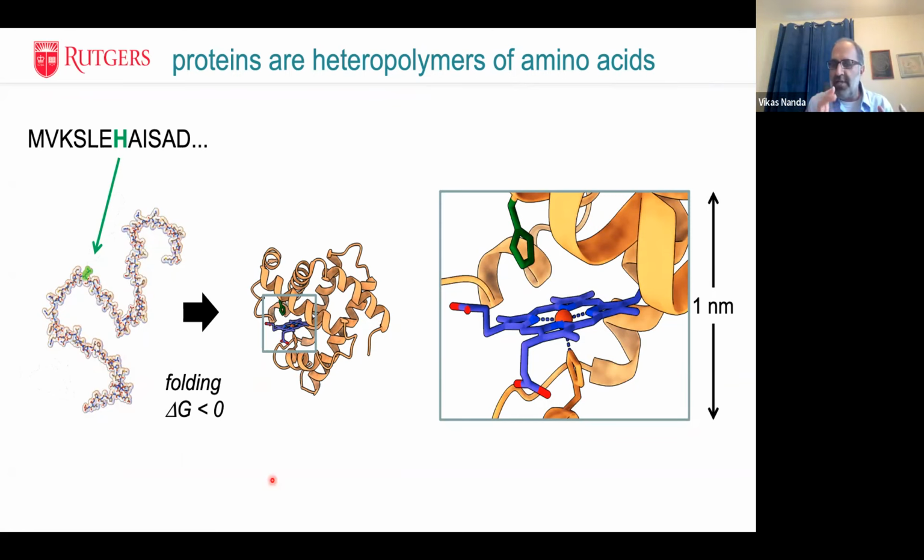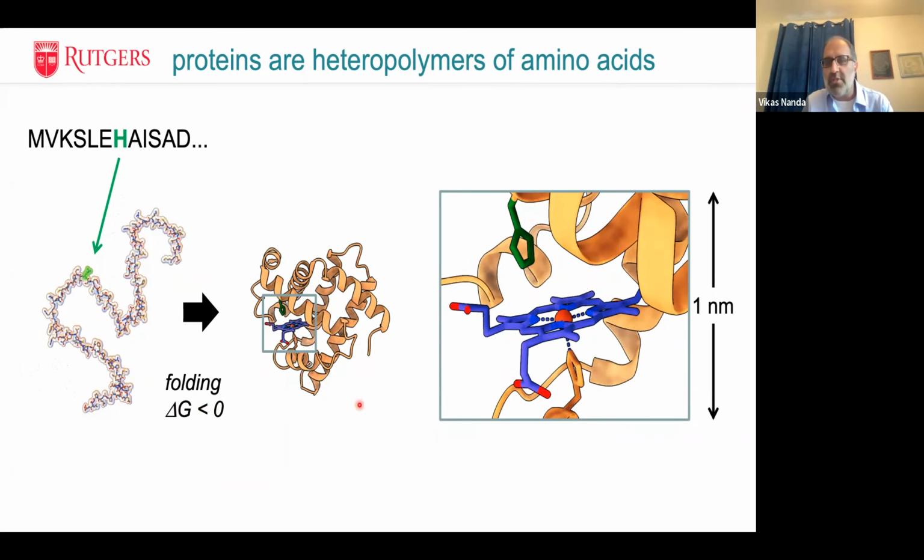It folds into a very specific three-dimensional structure. We call this the protein fold. As long as the energetics are favorable, as long as the free energy is favorable for folding, you'll make this well-defined three-dimensional structure. And what that does is not only give the molecule shape, but it also allows for precise chemical control of specific groups.